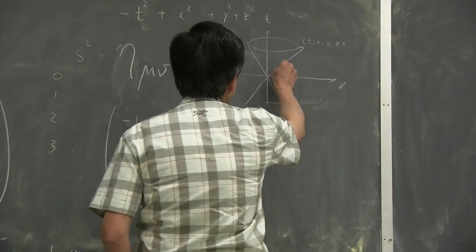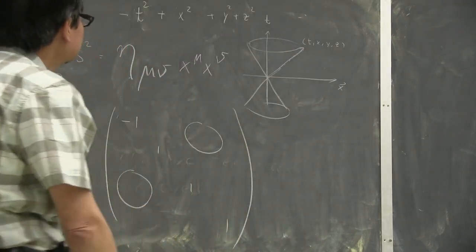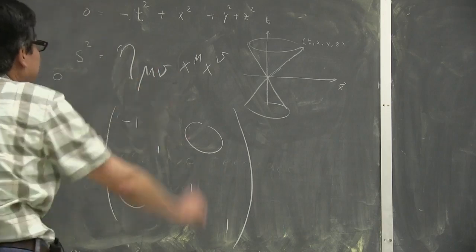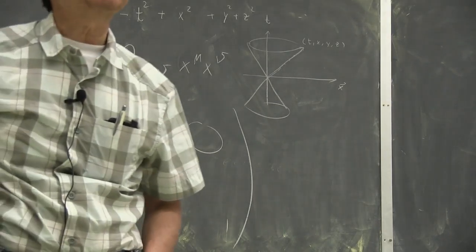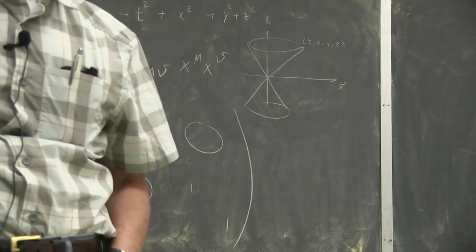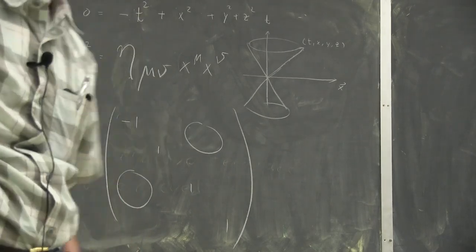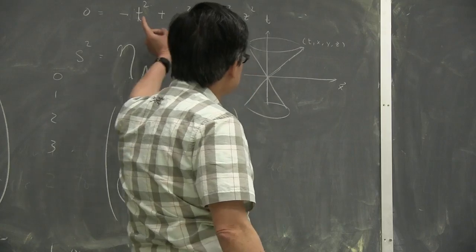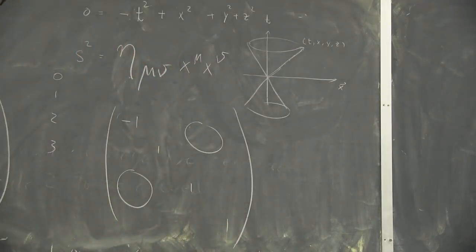So on this light cone, how is this light cone defined? This light cone is defined when the length of the vector is equal to 0, okay? So x squared plus y squared plus z squared is equal to t squared, okay? So that means an event on the light cone satisfies this condition in here.